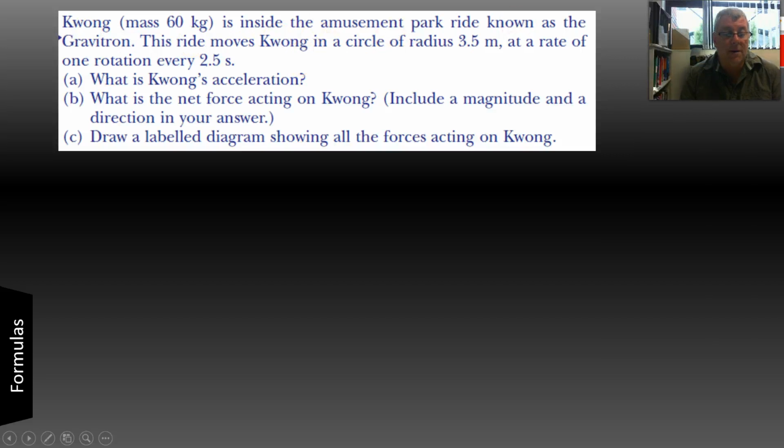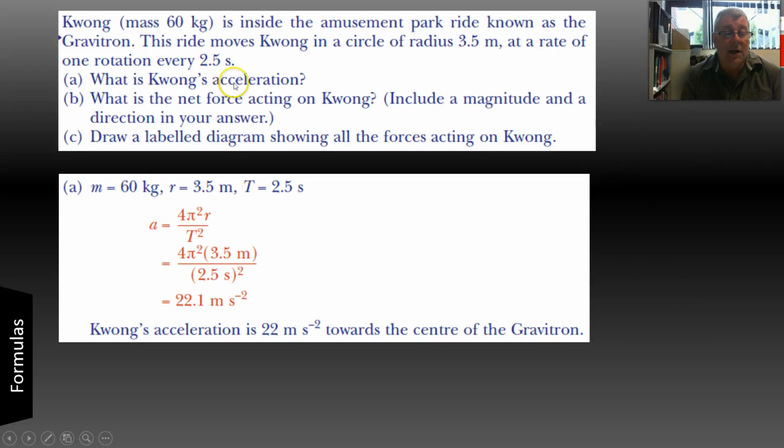We've got an amusement park ride. This guy's on it. It's 3.5 meter radius. The rate of rotation is every 2.5 seconds, so that's a little bit different. We have to work out the acceleration, the net force, and then draw a diagram. Now, students often don't like drawing diagrams because it means they actually have to visualize what they're doing. So it's good practice drawing diagrams because it reaffirms that you're actually understanding what you're doing.